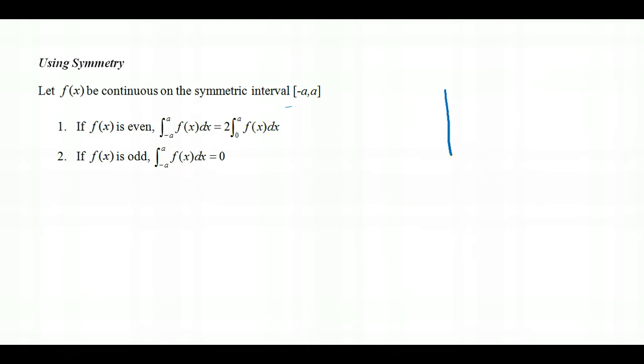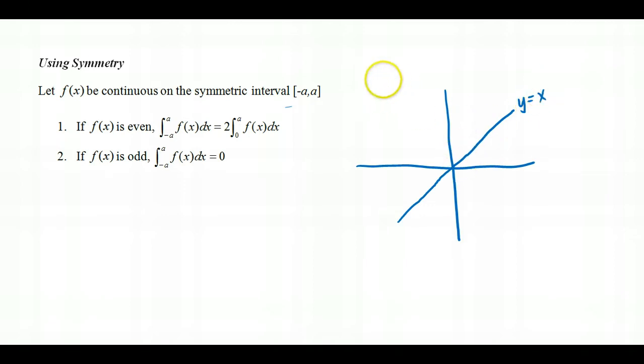Alright, so an odd function, the easiest one would be y equals x. So if we draw y equals x, this is an example of an odd function. Now, an odd function graphically means that I can take this function, pick it up, and rotate it 180 degrees, and it would land right back on top of itself.